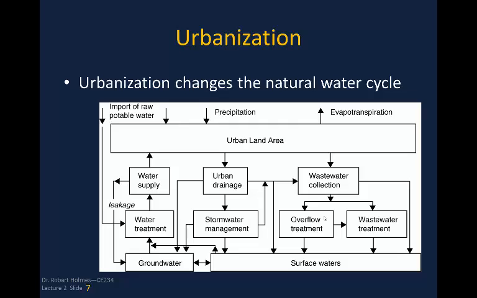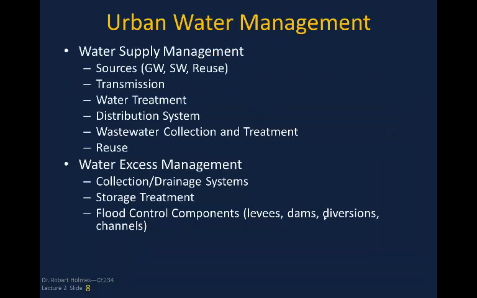You're putting a lot of water in a concentrated fashion out at a particular point in the watershed, which may not have good quality. And so we have to worry about wastewater treatment. We have to manage our stormwater because we have increased runoff. There's a number of issues with urbanization that create challenges to sustainability.